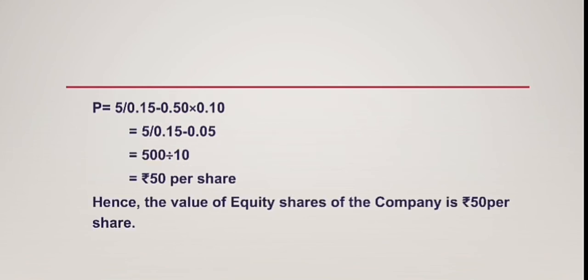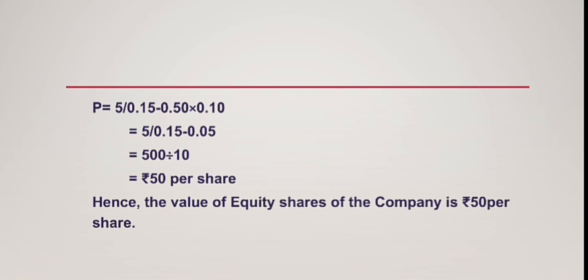So P equals D upon K minus BR, that is 0.50 upon K minus BR. K is 15%, so 0.15 minus BR. If we remember the formula, K minus BR: K is 15%, so we write 0.15, minus B, which is 0.50, multiplied by R. R is 10%, that is 0.10.